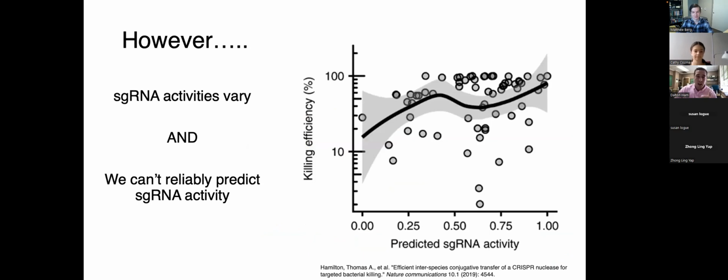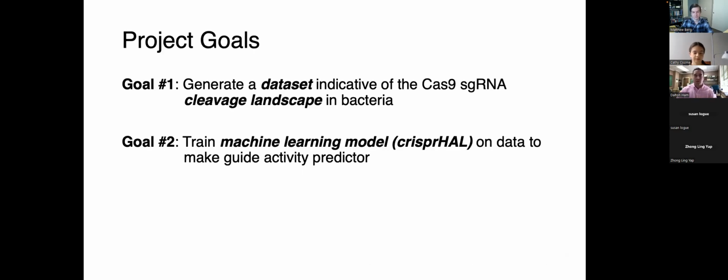However, there are a couple of drawbacks. Firstly, if you look at the Y-axis here, you'll note that we have a varying range of activities and therefore a range of killing efficiencies, going from 0 up to 100%. The second problem, on the X-axis, is that when we try to predict these guide activities using published algorithms, we have a hard time doing so. This leads me to the two overall goals of this project. Firstly, to develop a data set that is truly indicative of the Cas9 single guide RNA cleavage landscape in bacteria, and then to use this to train a machine learning model, which we call CRISPR Hal, so that we can reliably and accurately predict guide activities.